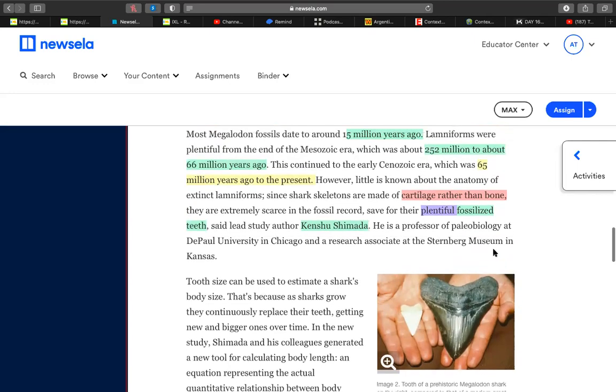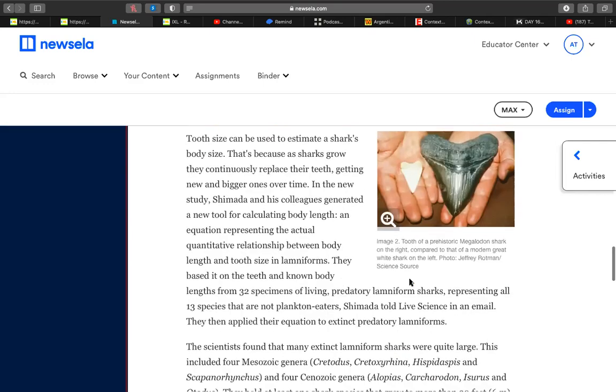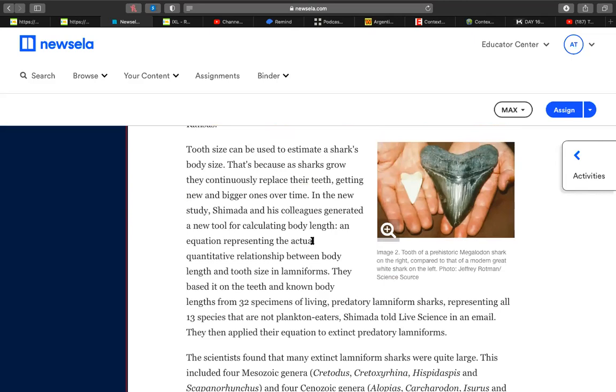Okay, and then we talked about this verbiage, plentiful fossilized teeth. That means there are plenty of them. And then that's the individual, and he's a professor doing all these different things. Okay. Tooth size. Let's have a new reader. Anyone?